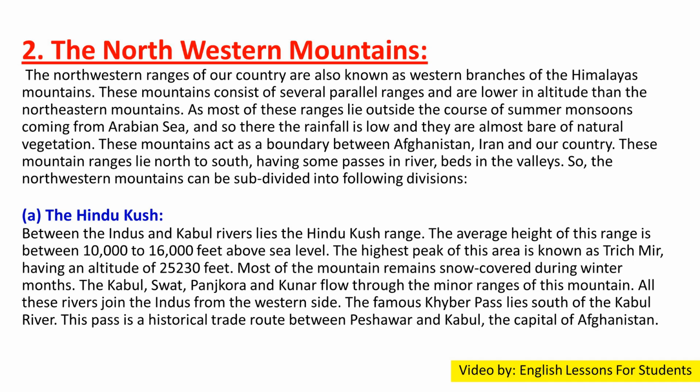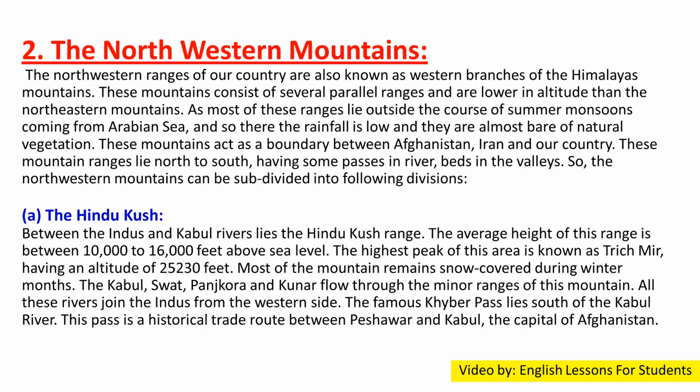These mountains act as a boundary between Afghanistan, Iran, and our country. These mountain ranges lie north to south, having some passes in the river beds in the valleys. So the northwestern mountains can be subdivided into following divisions. Number 1, the Hindu Kush.